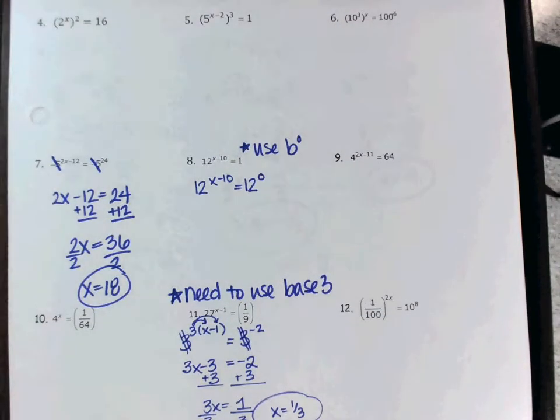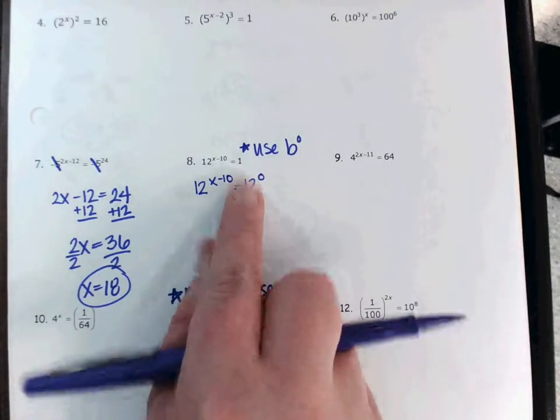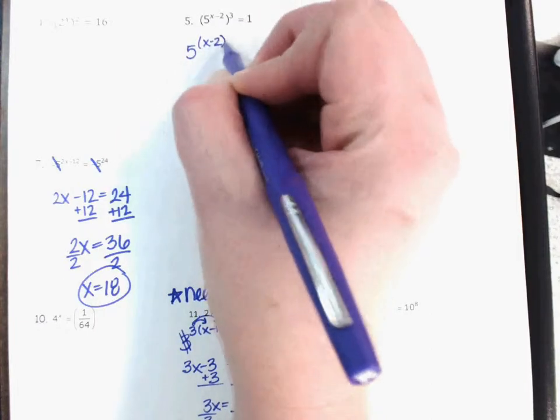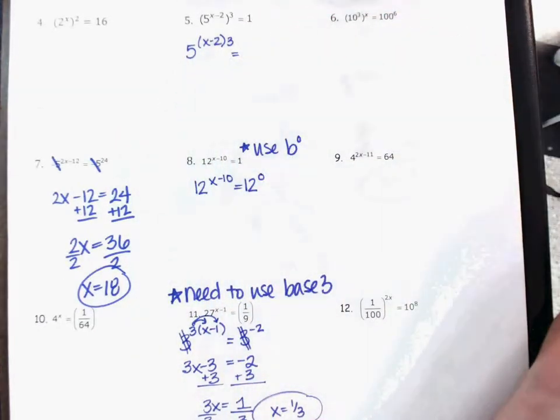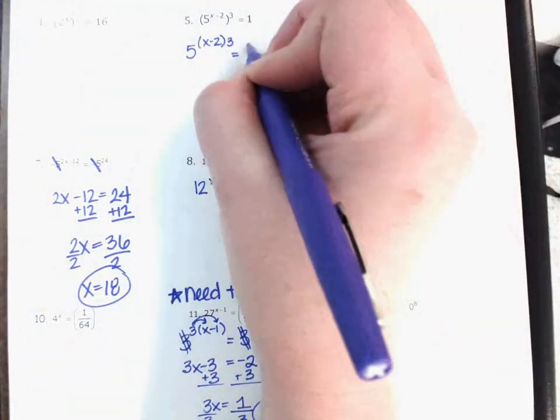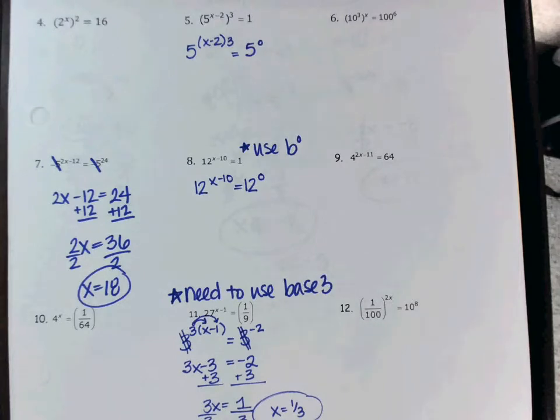So look right directly above that at number 5. What base would you need to use on that one? 5 to the 0. Because these have to match each other or else they're not going to cross out. So up here I'd have 5 to the x minus 2 times 3. And then on the other side, I'd have to match this base. So if it's a 5, it'd be 5 to the 0. Okay?